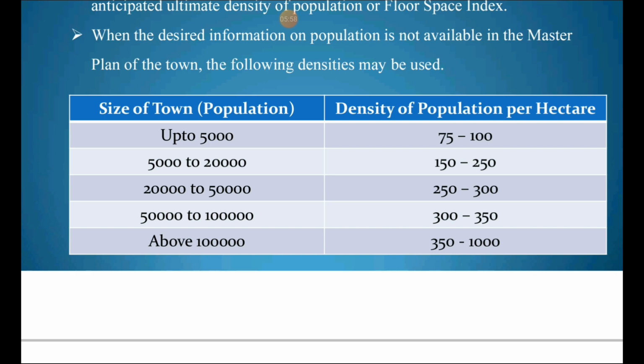Then for 5,000 to 20,000, the density of population per hectare is 150 to 250, and for 20,000 to 50,000 it is 250 to 300, and for 50,000 to 1 lakh it is 300 to 350, and above 1 lakh the density of population per hectare is 350 to 1000.